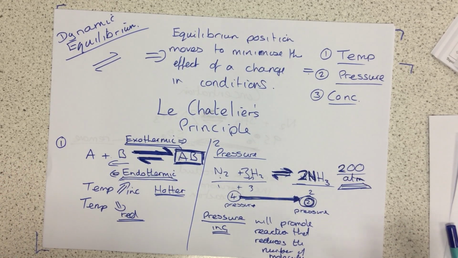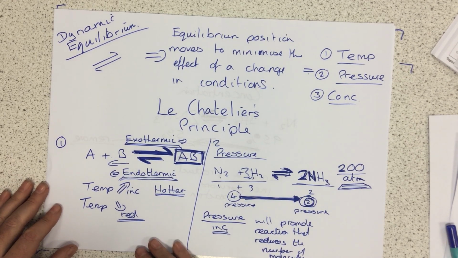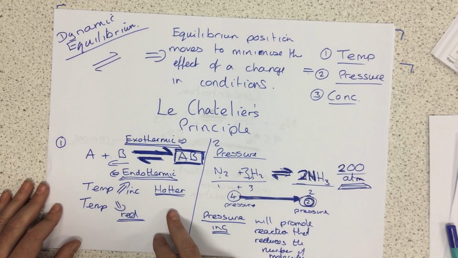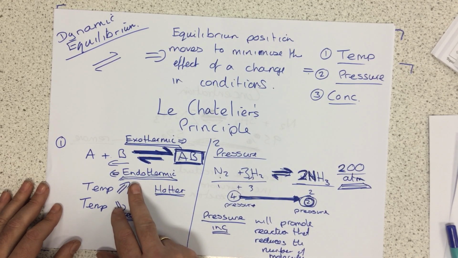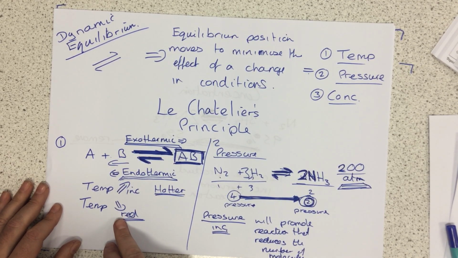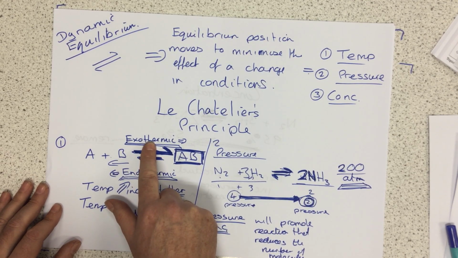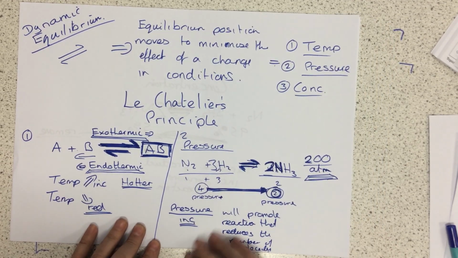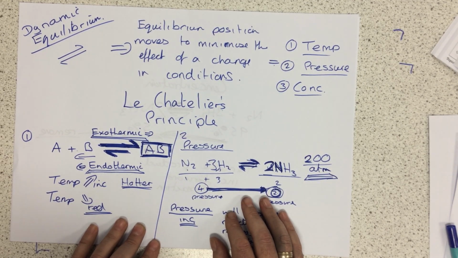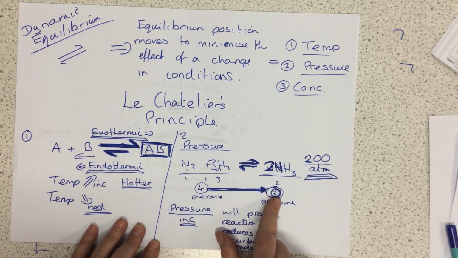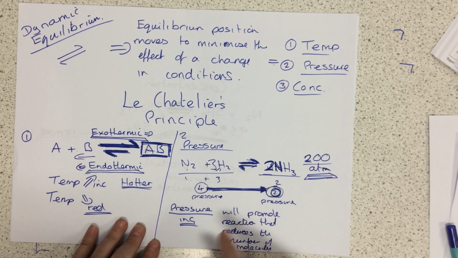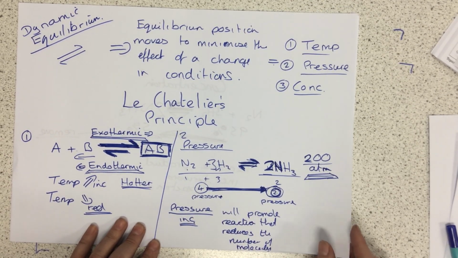And Le Chatelier's principle says that it will change to minimize the effect of any change that we make. In the case of temperature, if we increase the temperature of the reaction, we will promote the endothermic reaction. If we decrease the temperature, we'll promote the exothermic reaction. In the case of pressure, if we increase the pressure, we will promote the reaction that serves to reduce the number of molecules. In the case of the Haber process, this is the forward reaction. If we reduce the pressure, we will rather promote the reaction that increases the number of molecules.